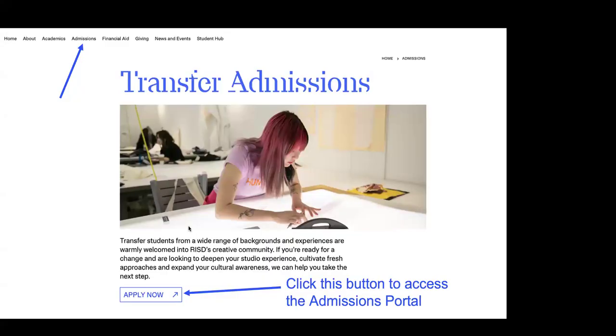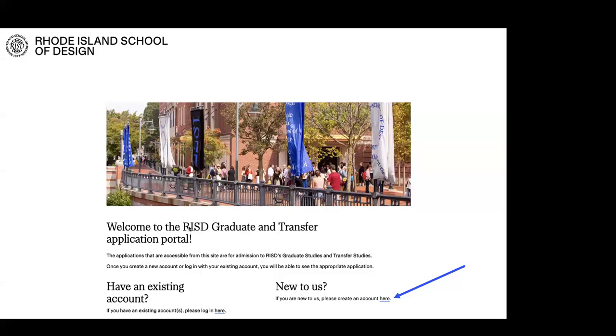Let's talk about how to actually submit a transfer application. Maybe some of you have already done this. Maybe some of you are just starting to think about actually putting all of these elements together. So, join us on this journey. You're going to start by going to the website, admissions, click down to transfer, and then you'll see a big button that says apply now. So you're going to click that button to access the admissions portal. If this is your first time making a transfer application to RISD, then create an account.